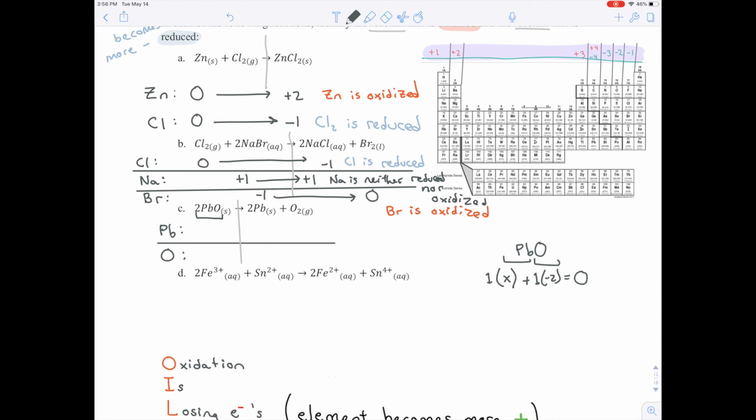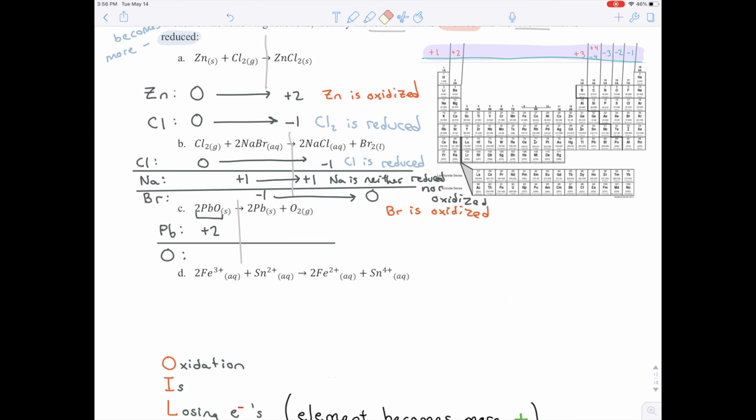So we can use this equation to figure out the charge on lead. 1 times x is x. 1 times negative 2 is negative 2 equals 0. Add 2 to both sides, cancels on the left. X equals positive 2. And so that is the charge on lead at the very beginning. So lead starts with a positive 2 charge.